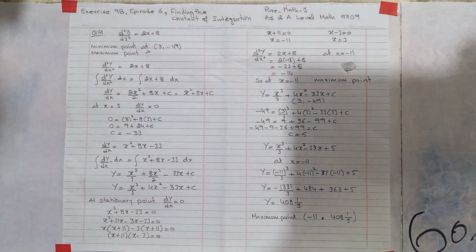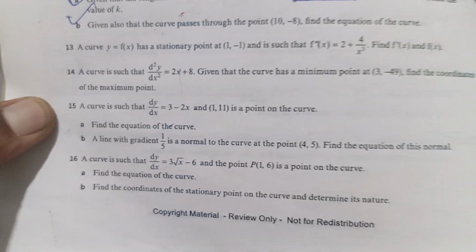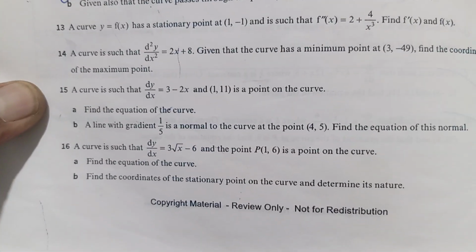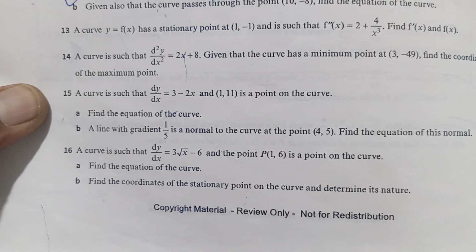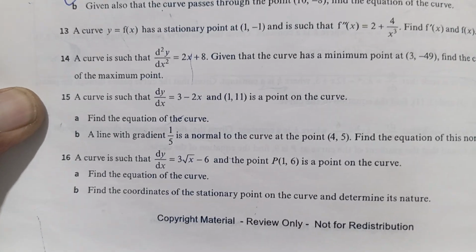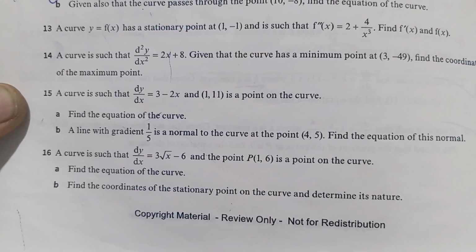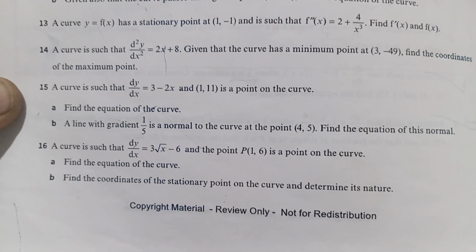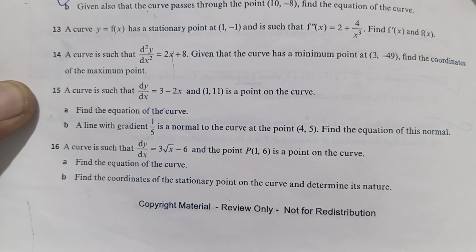The next question coming up on your screen is the question number 15. He says, a curve is such that the dy by dx is equals to 3 minus 2x and 1 comma 11 is a point on the curve. Find the equation of the curve, and the b part is a line with the gradient 1 by 5 is a normal to the curve at the point 4 comma 5. Find the equation of this normal.